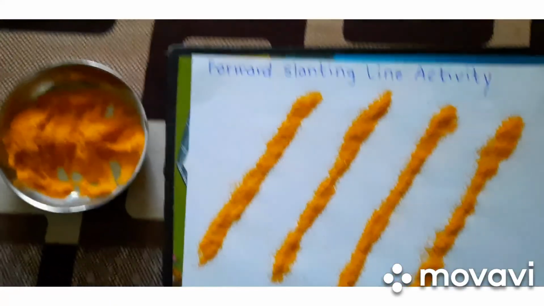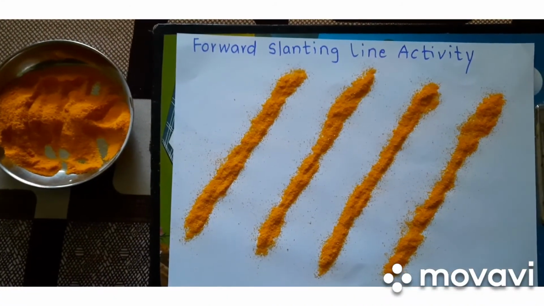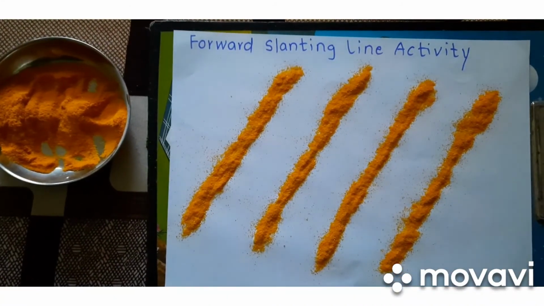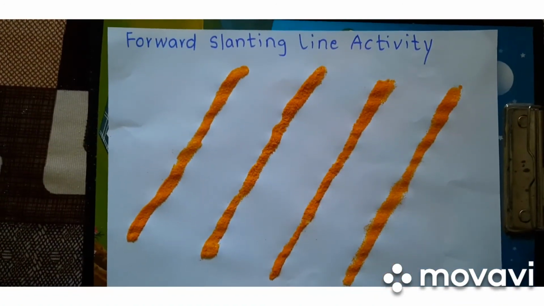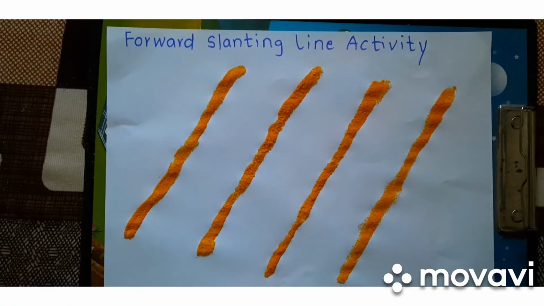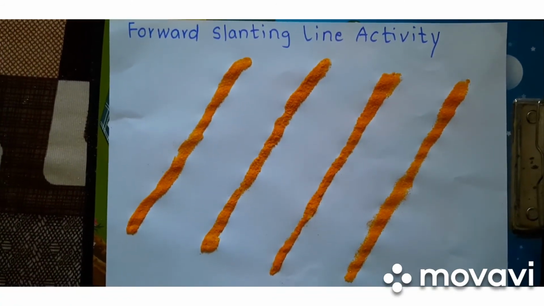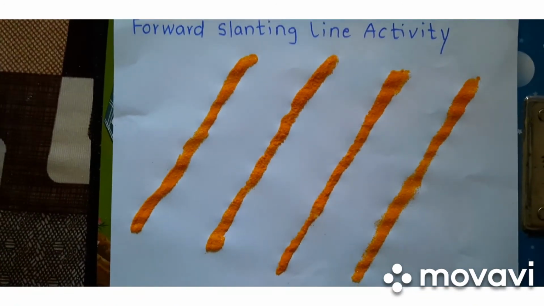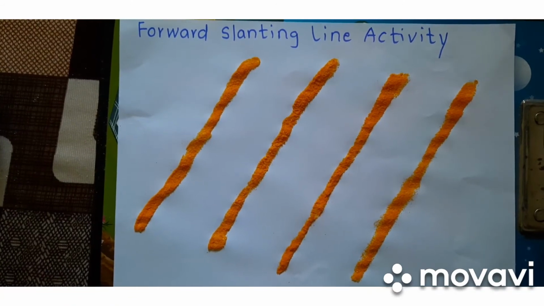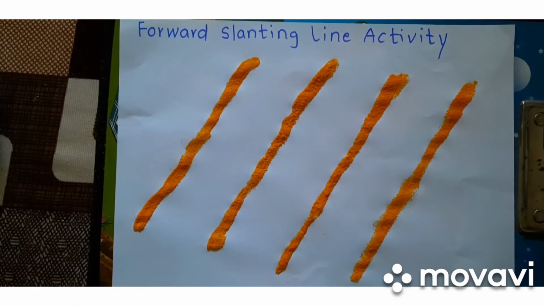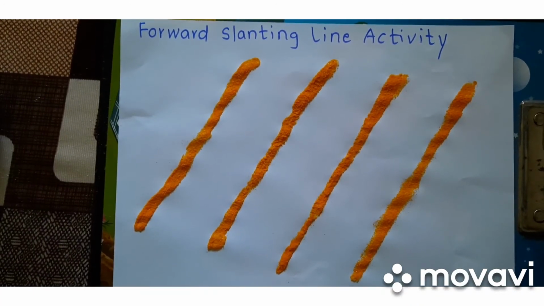Okay. Now we have done with the activity. Now you have to remove the extra Rangoli color in the plate and your activity is ready. See, I have removed the extra Rangoli. Okay. Now can you see this yellow color forward slanting lines? Wow, very good children. Yes, you also do this activity as I have shown you.